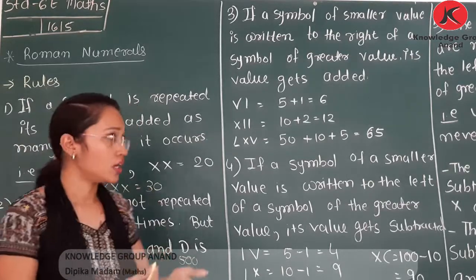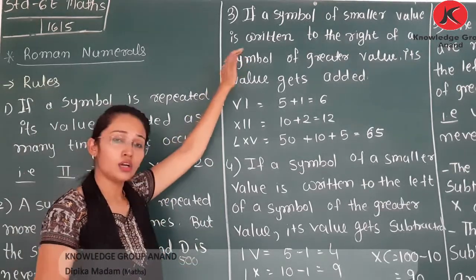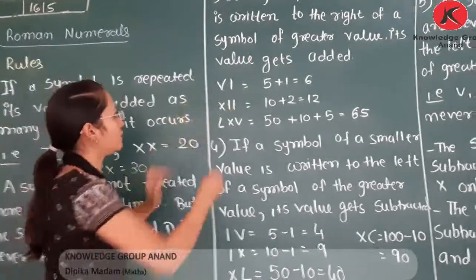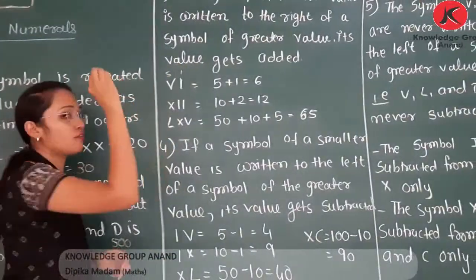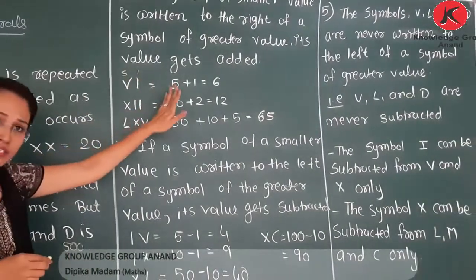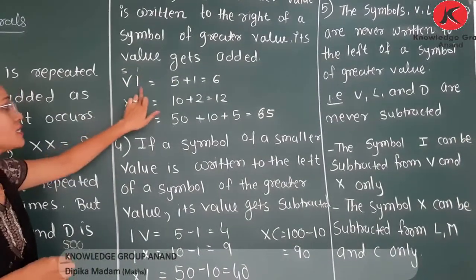added. Here we will understand this rule with an example. Here V and I. The value of V is 5 and the value of I is 1. It is written on the right side, so 5 plus 1.